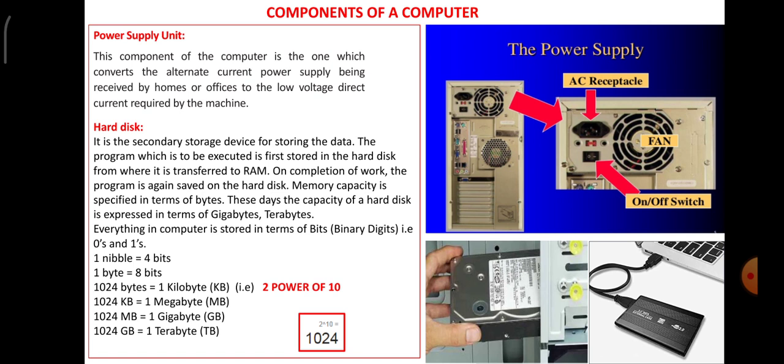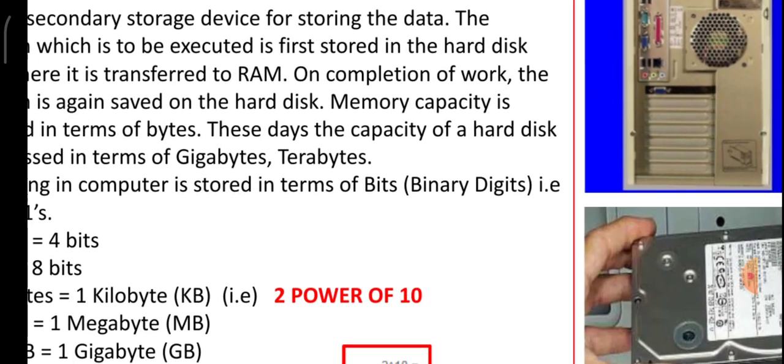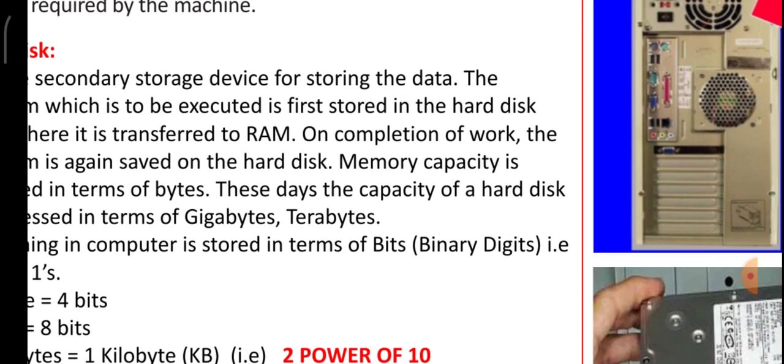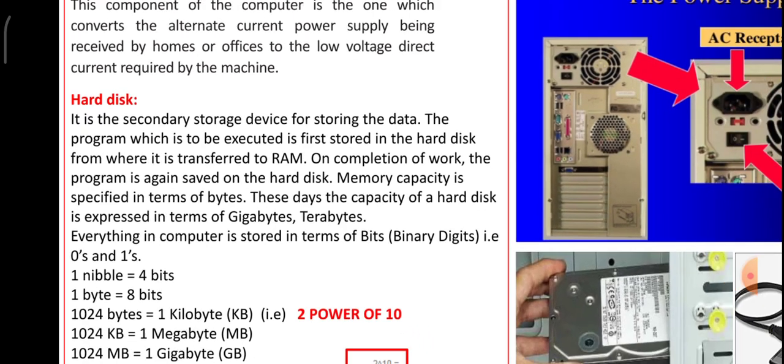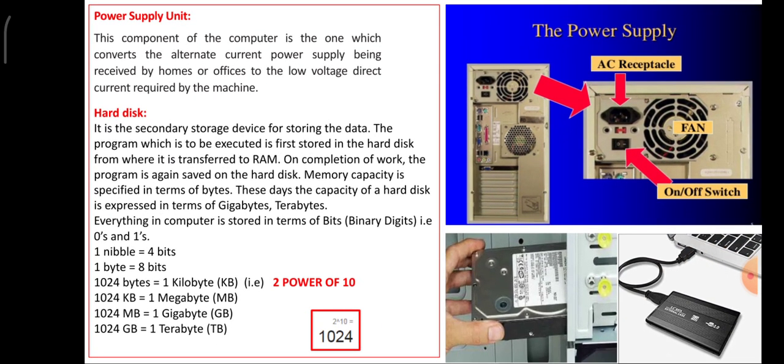Hard disk, as it is clearly given to you, and how the binary digits, everything in a computer is stored in terms of bits. Bits stands for binary digits. That bit, BI, is taken from the first 2 letters of binary digit. This bit, the first 2 letters and the last 2 letters in digits, is collectively called bits. Bits is either in the form of 0 or 1.